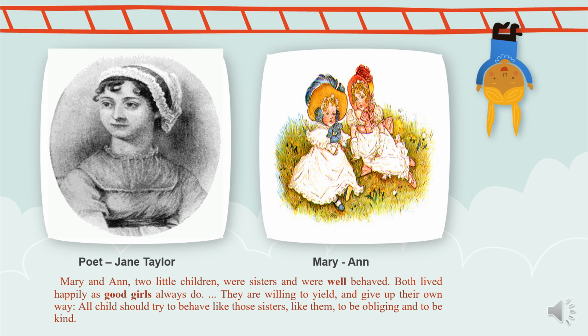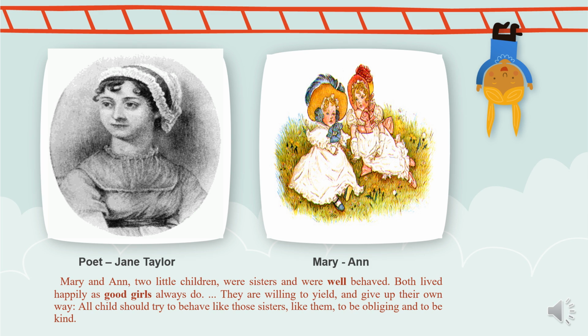Now, dear students, just look at the pictures. There are two pictures. One is about the poet. Second one is about the two characters of this poem. The poem named The Good Natured Girls. These are the good natured girls, Mary and Anne. And the first one is the poet Jane Taylor.